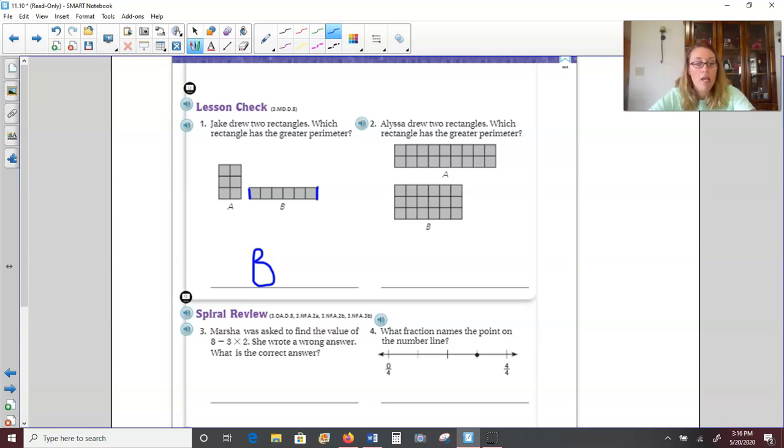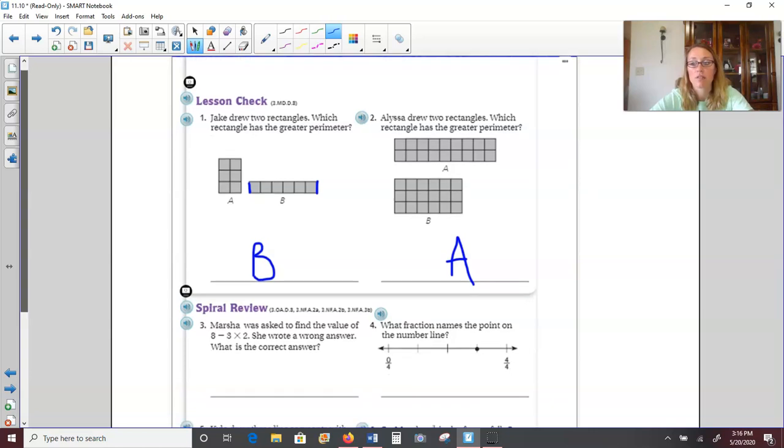Okay? Number 2, Alyssa drew these 2 rectangles. Which rectangle has the greater perimeter? Again, we don't need to find out any math. Look at the picture and what we've learned in this lesson. It's going to be rectangle A because it's a much longer, skinnier rectangle. So it's going to have a greater distance around it.